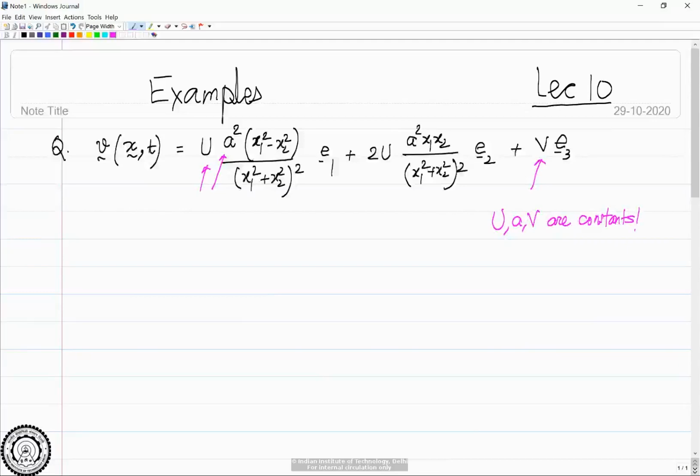So given this velocity profile, can we find out what will be the acceleration?